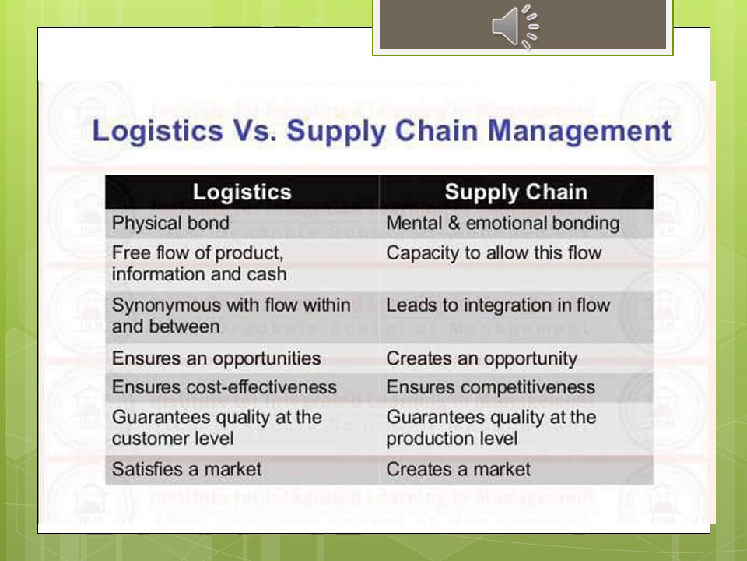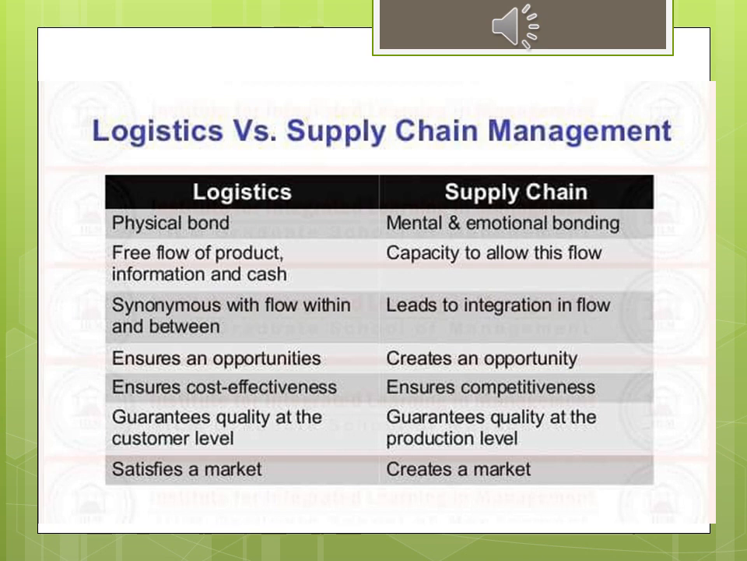Then synonymous with the flow within and between. Logistics can be used as a flow within and between two different points, which leads to integration in flow. So supply chain is basically the integration of all points in and out.